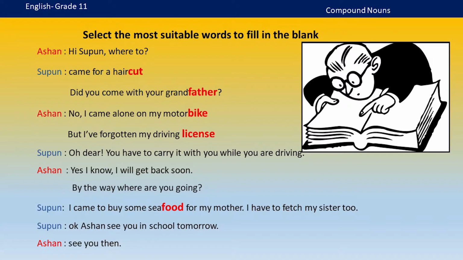See you then. Shall we look at the compound nouns that we've used? Haircut, grandfather, motorbike, driving license, and seafood. I'm sure you got them correct.